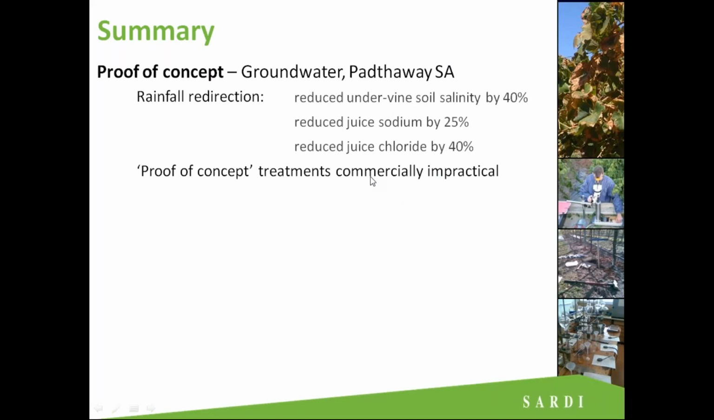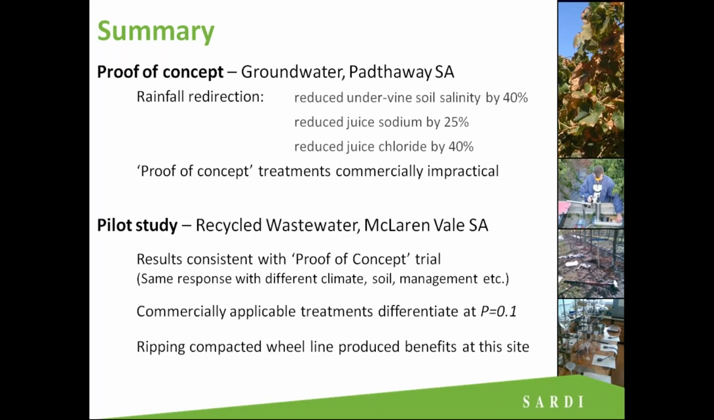So a summary of those two trials, we found that down at Padthaway, the rainfall redirection did reduce the underlying salinity significantly, and also reduced sodium and chloride by 25 and 40% respectively. And obviously though, that proof of concept treatment that gave us the best response is just not practical commercially.